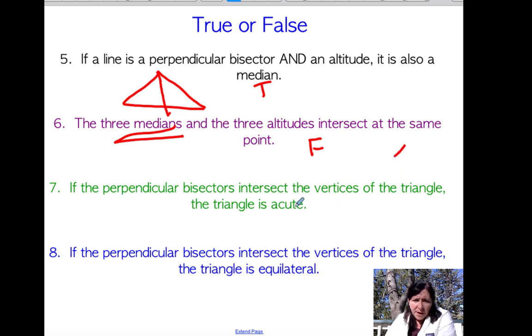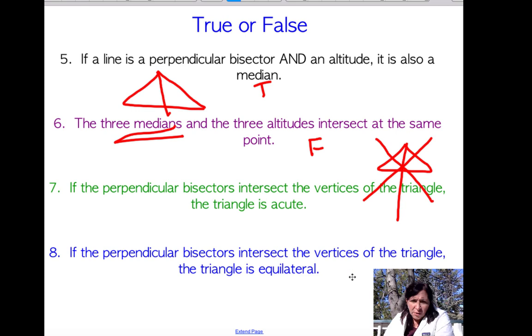So let's think about that. If this is an acute triangle and all my perpendicular bisectors are here, there's 1, there's 2, there's 3. If the perpendicular bisectors intersect the vertices of the triangle, then the triangle is equilateral. So that would be true.